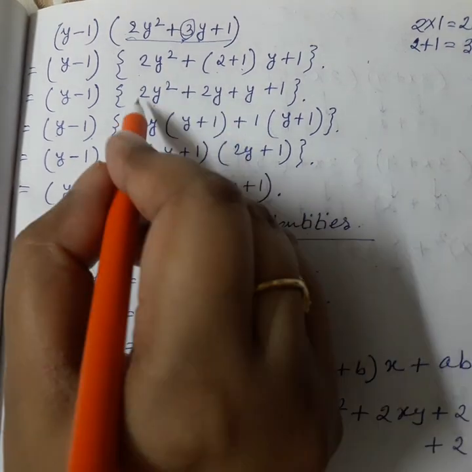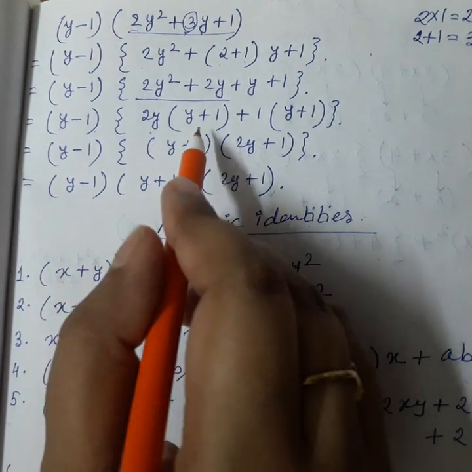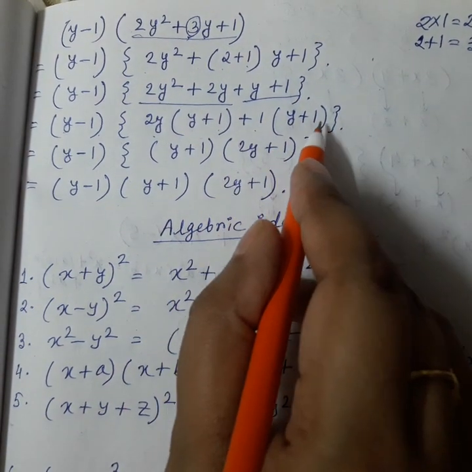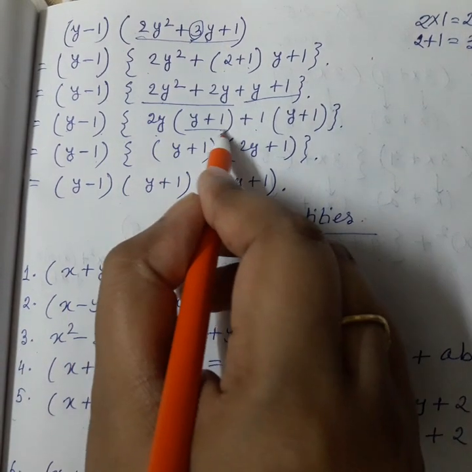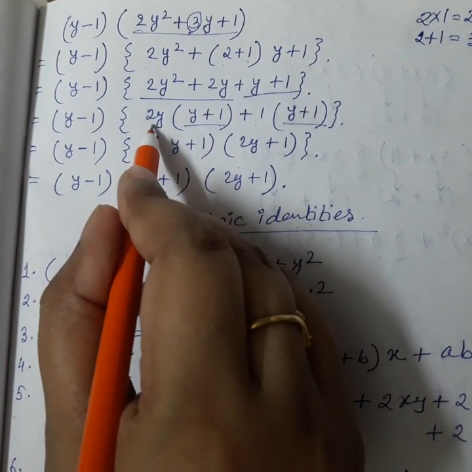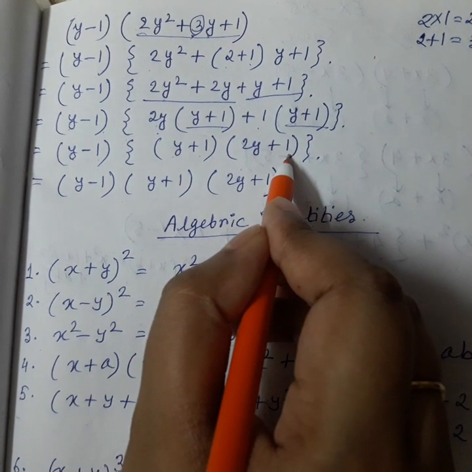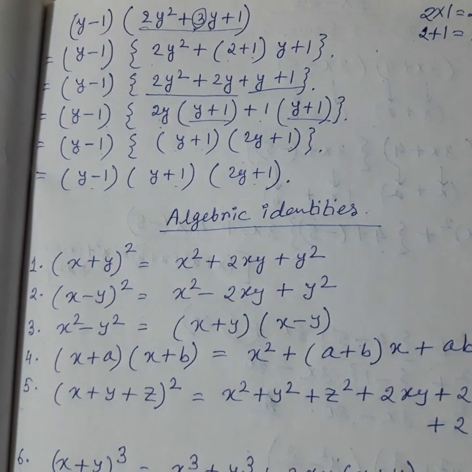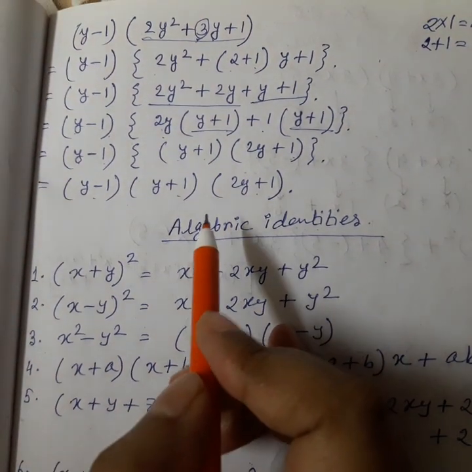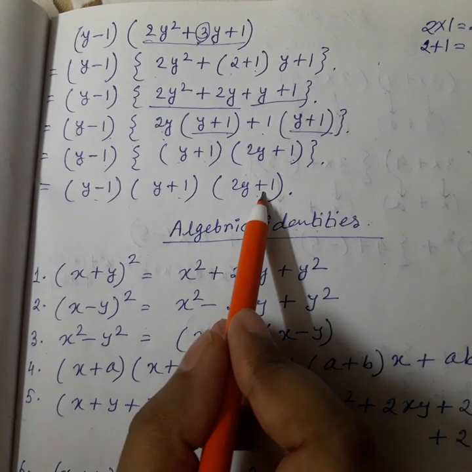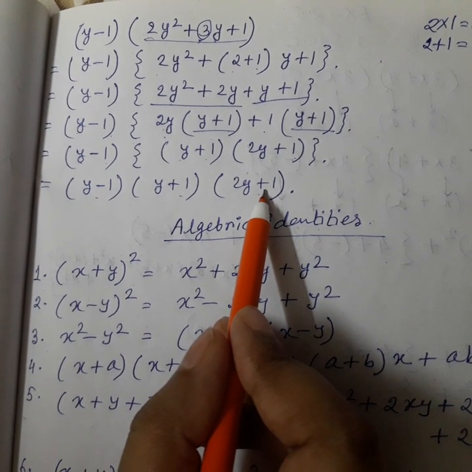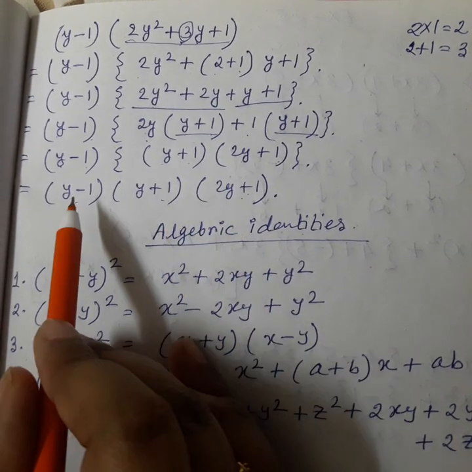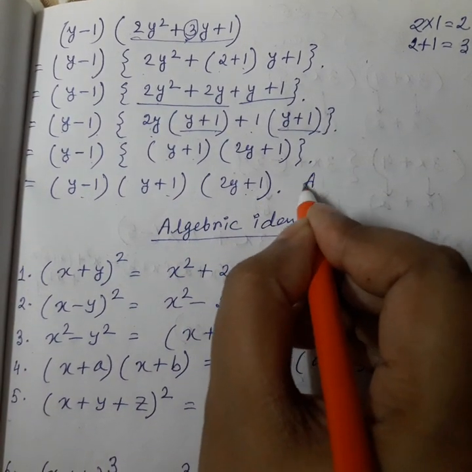Then y minus 1. From the first two terms I have taken 2y common, so y plus 1. And from the last I have taken 1 common, so it's y plus 1. So y minus 1, now from these we take y plus 1 common, and the remaining is 2y plus 1. So 2y plus 1 within bracket. So the answer is y minus 1, y plus 1, 2y plus 1. Since it is a cubic expression, see that we are getting 3 products. If it is a quadratic expression, we get 2 products, as in the previous sum, question number 4. So here in question number 5, a cubic expression, we are getting 3 products. That will be the answer.